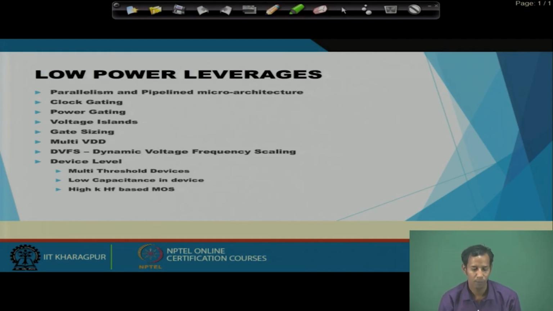There are several techniques to achieve low power. One of the major techniques we use is parallelism and pipelined microarchitecture. Then there are clock gating options, power gating options, voltage islands, gate sizing, multi VDD approaches, and DVFS, dynamic voltage frequency scaling. And at the device level, you will have multi threshold devices, low capacitance devices, and high-K based MOS.